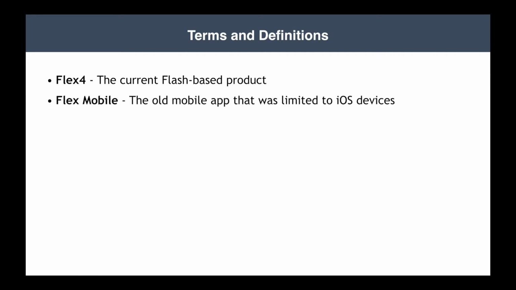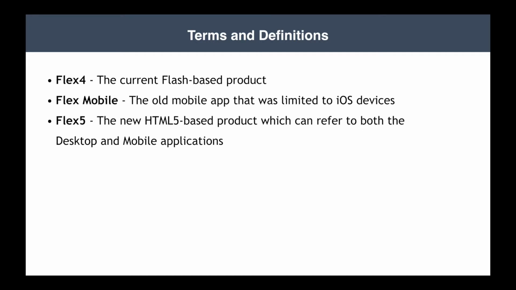First, I want to define a few terms that will help us all be on the same page as I present information in this webinar. So first of all, Flex4, that is our current Flash-based product, so the product that you use every day when you log in and use Flex. Flex Mobile, that's the old mobile app that was limited to just iOS devices. It's not even available in our App Store anymore. It's been replaced by our new mobile app for Flex5, but I do talk about the old mobile app briefly.